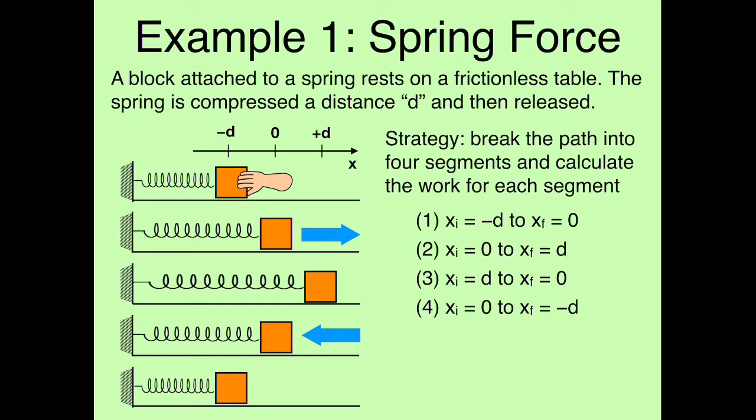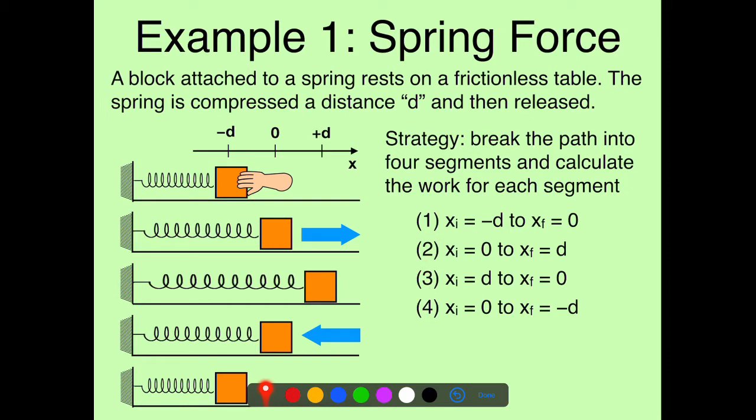The first segment, the one I'm labeling number 1 here, is we start at x equals minus d, that's over here. And then we go to x equals 0. That's the second picture. Okay, then the second part of the path is we're at x equals 0, and then we go to x equals d, which is over here.